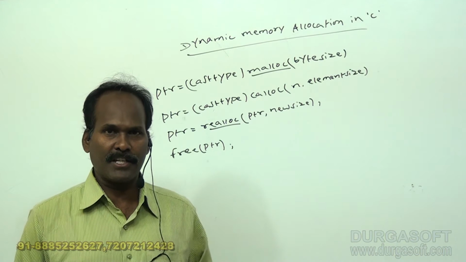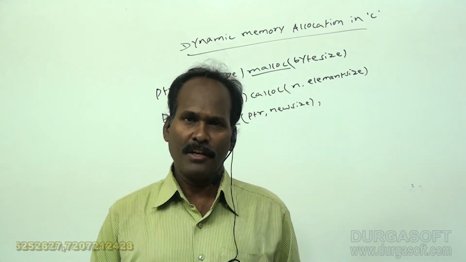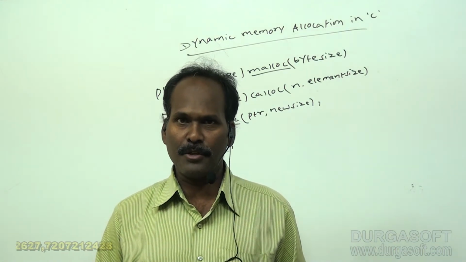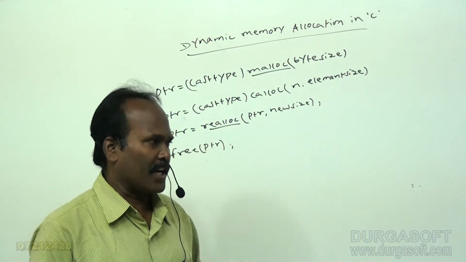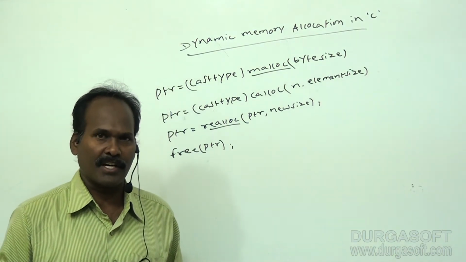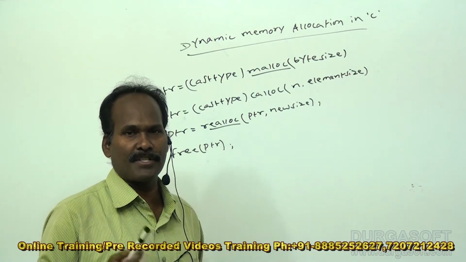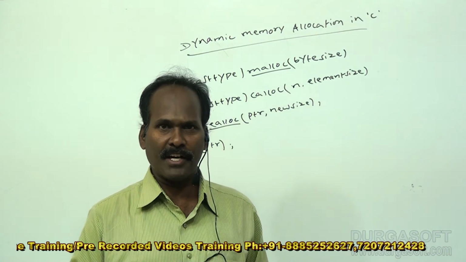Who is going to allocate the space here? It is the responsibility of the C language compiler to allocate some amount of space according to user requirement at the time of compilation. Once the space is allocated by the compiler in static memory allocation, that is fixed. Fixed means that it cannot be altered. It cannot be either decreased or increased.